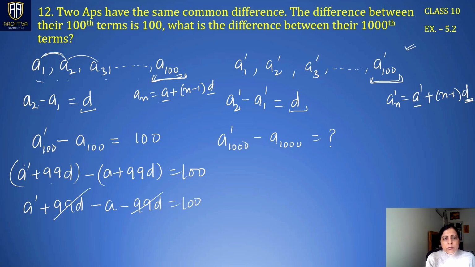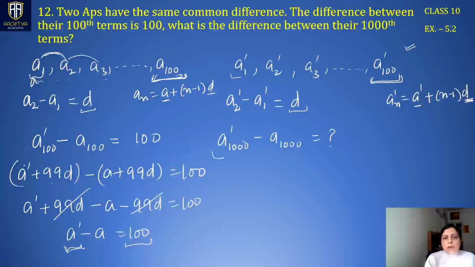You can see that these two can be reduced. So A' minus A is 100. What is A'? A' is the first term of the second sequence. What is A? A is the first term of this sequence, right? So that means the difference of the first terms of these two sequences is also 100. They had given us that the difference between the 100th terms was 100. Now we have got that the difference between the first terms of these two sequences is also 100.